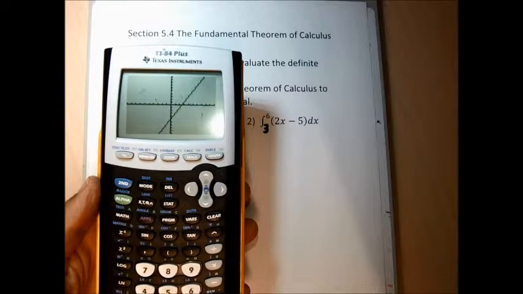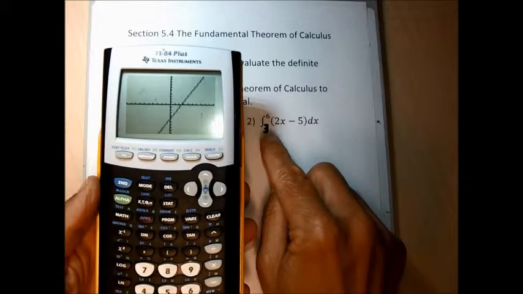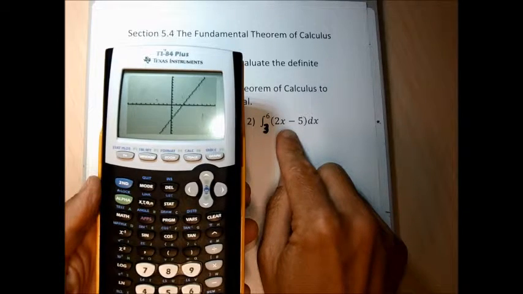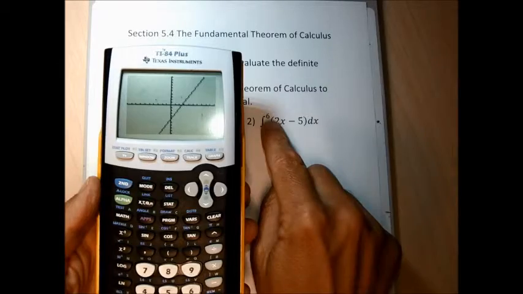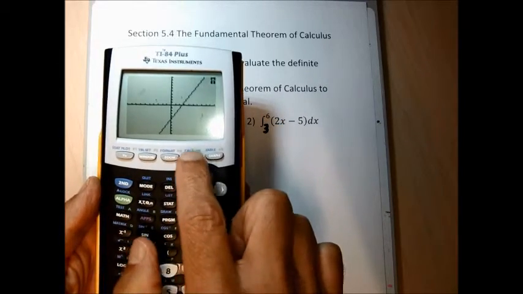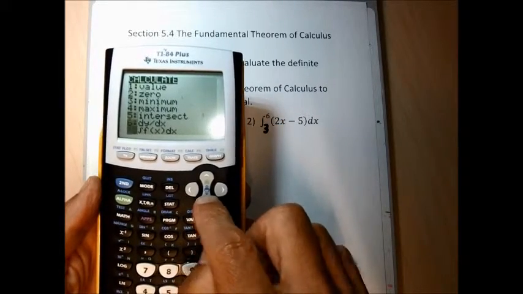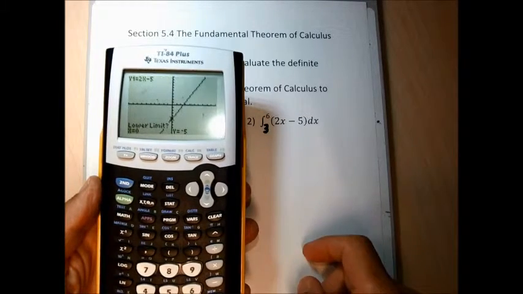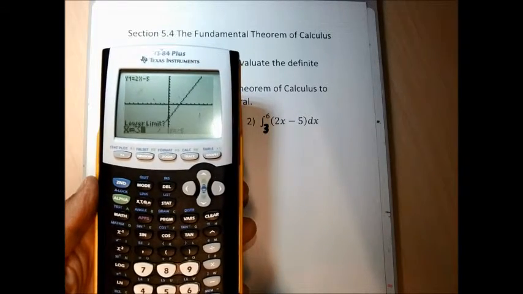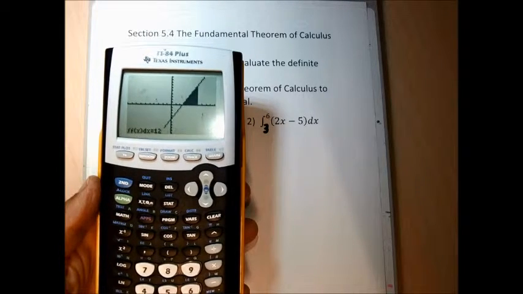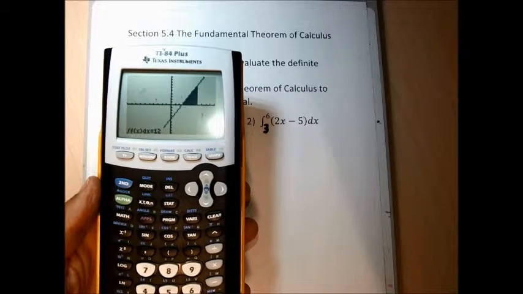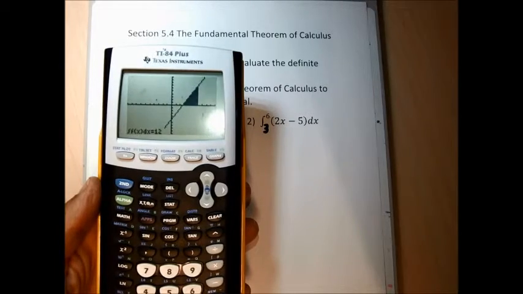And now I'm going to ask my calculator to find the area between the graph of 2x minus 5 and x equal to 3 and x equal to 6 on the x-axis. So I'm going to go second calc, just like we did in the last section, go down to option 7, type in the lower number, which is 3, type in the upper number, which is 6, and it magically draws the area, and it tells me the area is 12 square units.